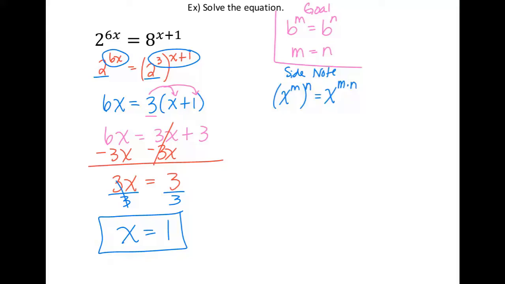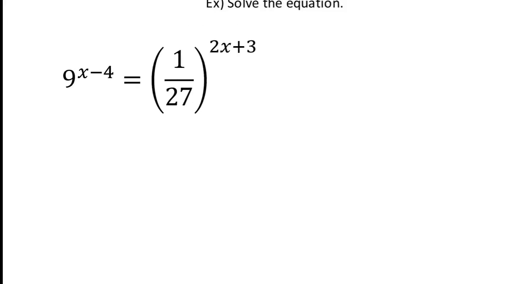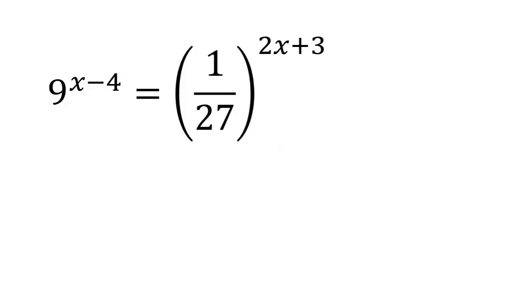All right, let's go ahead and look at another one with fractions. With this one, go ahead and copy this one. 9 to the x minus 4 is equal to 1 over 27 to the 2x plus 3.